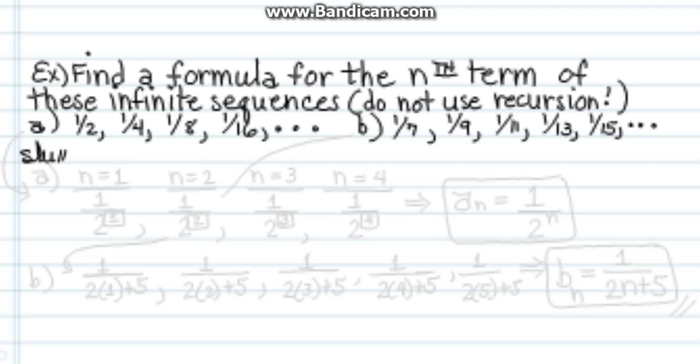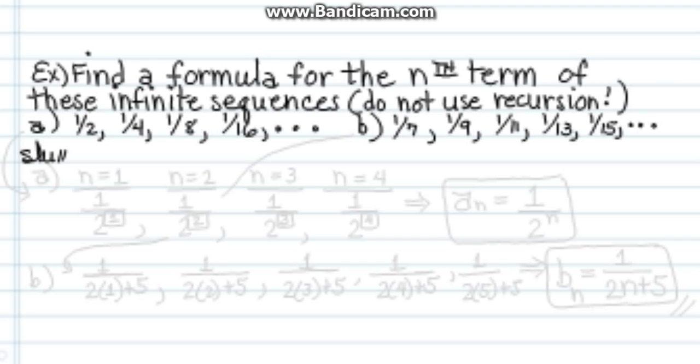Now this time we're going to go in the opposite direction. They're going to give us a list of terms in a sequence, and we are going to figure out what the nth term looks like. In other words, we're going to find the formula for the nth term of the infinite sequences that are listed here. There are 2 of them. And they tell us do not use a recursion formula.